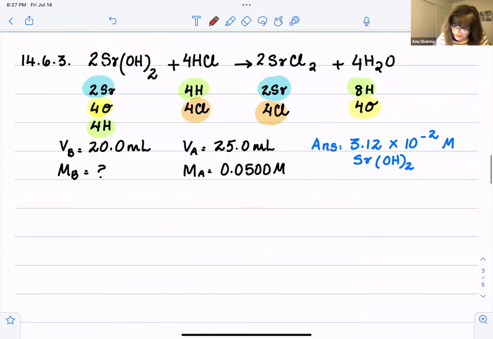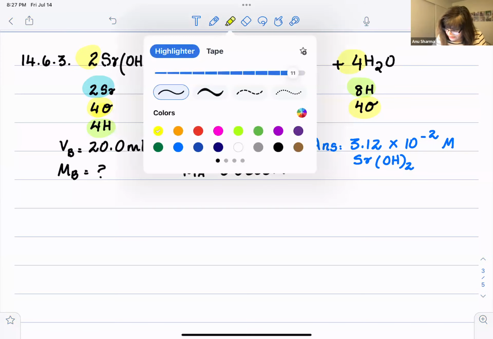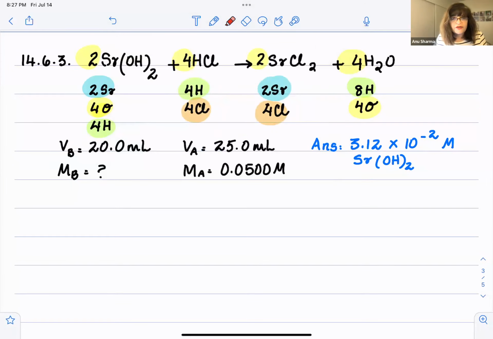Now here, they did not give you the equation. I balanced this equation ahead of time. They just said strontium hydroxide reacting with HCl, so you identify the products, and make sure you balance the equation. So we are now looking at a titration reaction in which we are given the volume and the molarity of the acid, and we need to find the base.